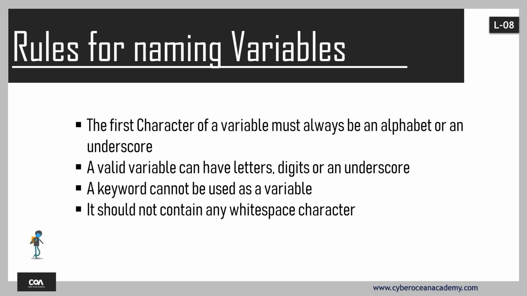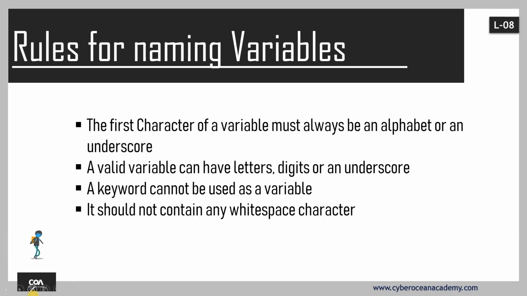A keyword cannot be used as a variable. Why? Because keywords are reserved words. There are 32 keywords in C programming, and you cannot use those reserved words as the name of an identifier or a variable. It creates confusion, and it also gives you a compilation error. Also, a variable cannot contain any white space character. When you write the name of the variable, it should be meaningful.